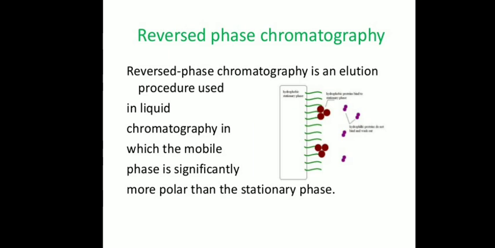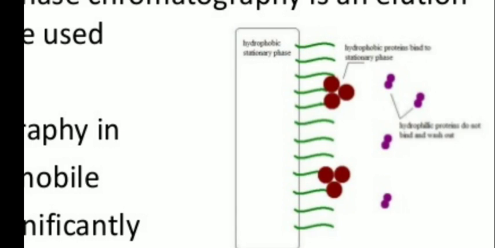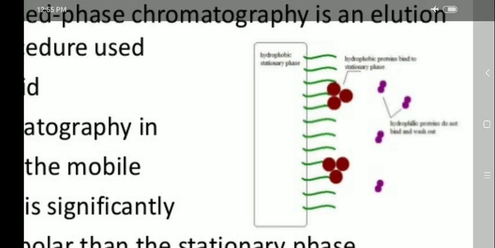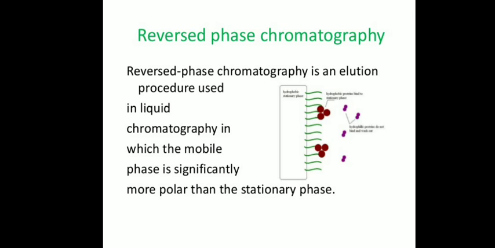Next one is reversed phase chromatography. The name itself indicates the reverse procedure is generally used. Reverse phase chromatography is an elution process used in liquid chromatography in which the mobile phase is significantly more polar than the stationary phase. Depending on the polarity of the molecule, the separation is carried out. Here the stationary phase is slightly less polar as compared to the mobile phase, and depending on this polarity the separation is carried out.